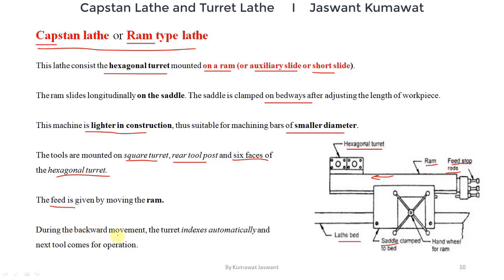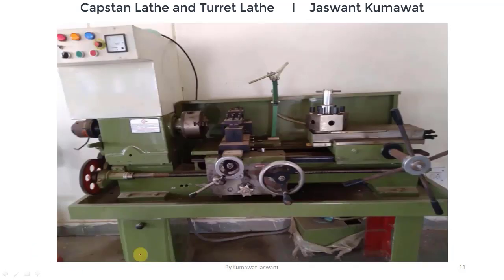During the backward movement of this ram, the turret indexes automatically. That means the hexagonal turret rotates in steps automatically when this ram is brought back, and therefore the next tool comes for operation. The photo which I have shown in previous lecture is of capstan type lathe, or this picture is of ram type lathe.